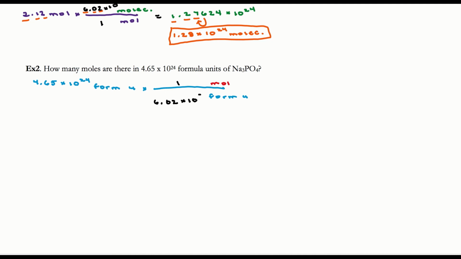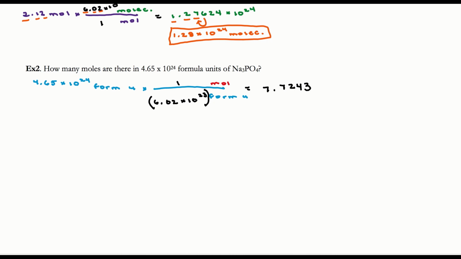So what you need to do in your calculator, and try this right now as I do it, you're going to take 4.65 times 10 to the 24th formula units, okay? And you're going to divide by, make sure that the 6.02 times 10 to the 23rd value is in parentheses since it has a multiplication symbol in it, okay? So I made sure that mine was in parentheses, and the value that I got, unrounded, was 7.7243.